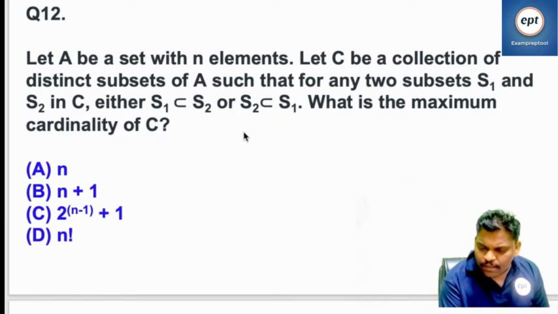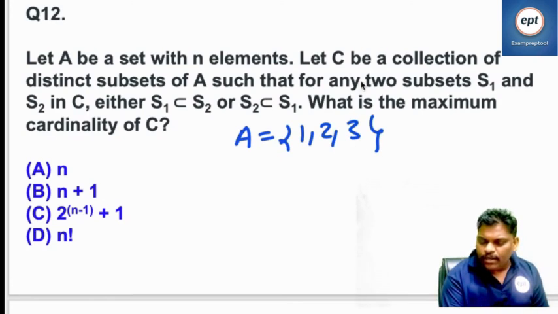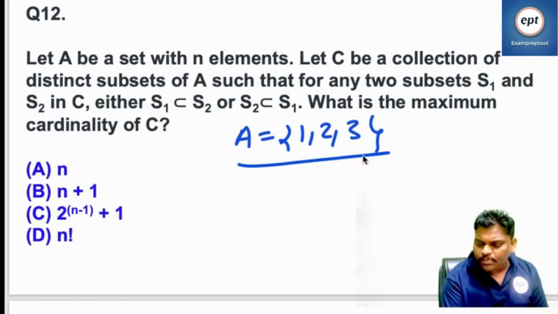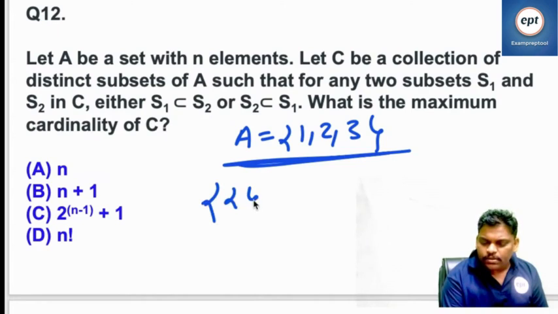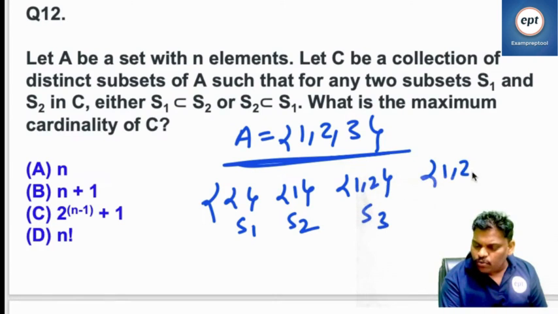Suppose I take A as {1, 2, 3}. You know very well, A has so many subsets. Let's try a few subsets here. Phi is one subset, S1. {1} is one subset, S2. {1, 2} is one subset, S3. {1, 2, 3} is one subset, S4.